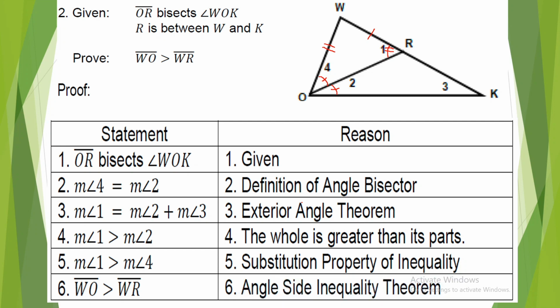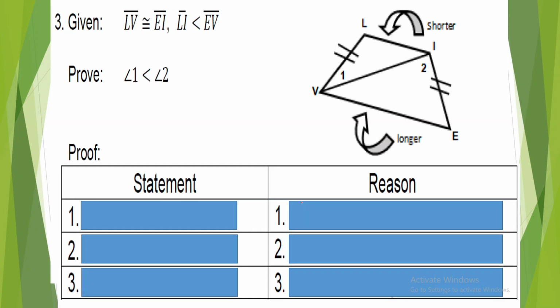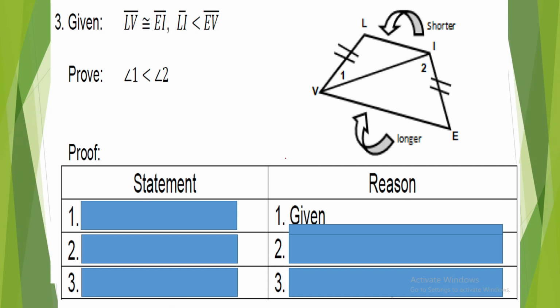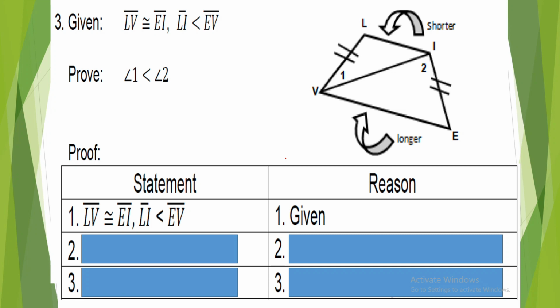Very good. It's the angle side inequality theorem. Next example, we have here on the figure, segment LV is congruent to segment EI and segment LI is less than segment EV. Prove that angle 1 is less than angle 2. So again, for our proof, our first statement, of course, comes from the given. And those are segment LV is congruent to segment EI and segment LI is less than segment EV.